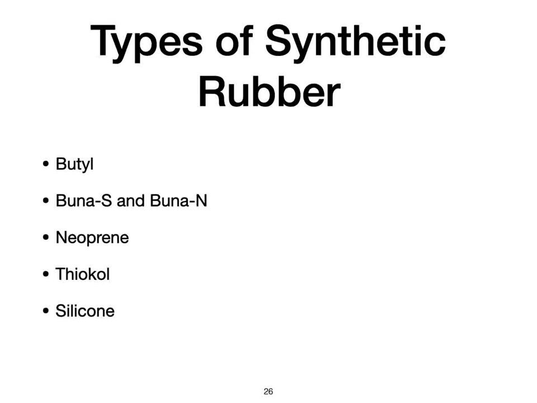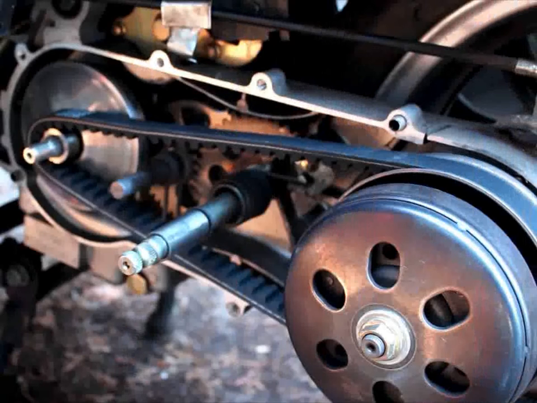Buna N is also a synthetic rubber and has excellent resistance to hydrocarbons and solvents at temperatures up to 150 degrees Celsius, and can be processed for resistance at low temperature as much as minus 60 degrees Celsius. Buna N is commonly used for gasoline hoses, tank linings, gaskets, seals, and automotive transmission belts.